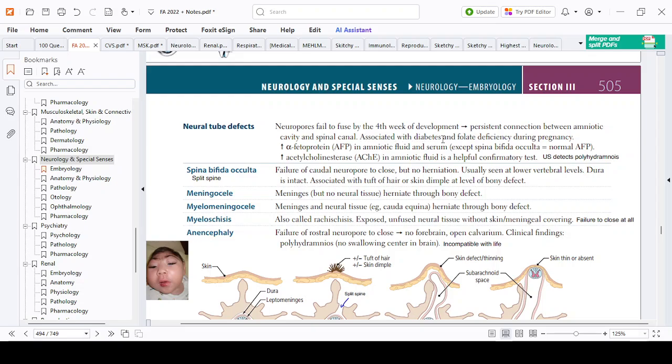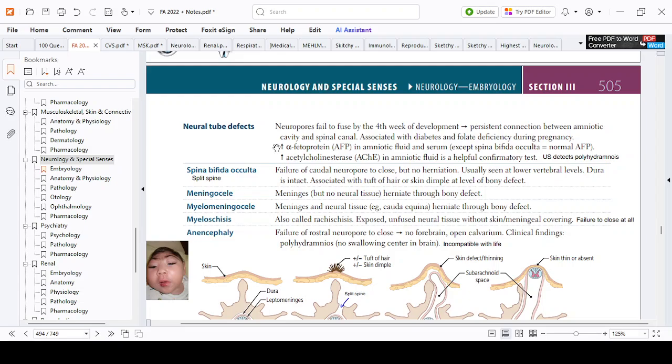It is associated with diabetes, folate deficiency during pregnancy, and increased alpha fetoprotein in the amniotic fluid and the serum, except spina bifida occulta, which has normal alpha fetoprotein. Increased acetylcholinesterase in amniotic fluid is a helpful confirmatory test. So basically the connection between the amniotic cavity and spinal canal will remain there. Normally it should close by the 4th week of development. If the connection remains, it will lead to neural tube defects.